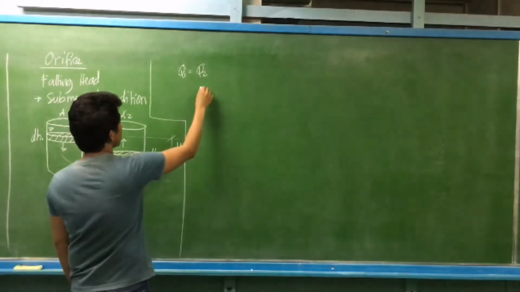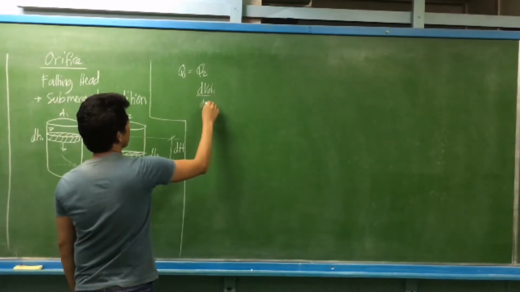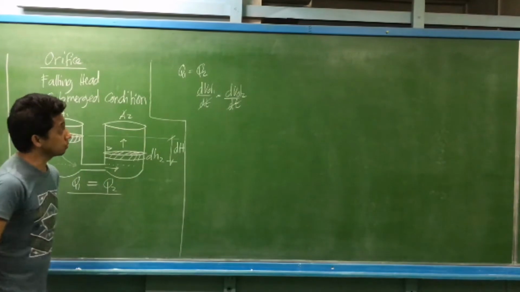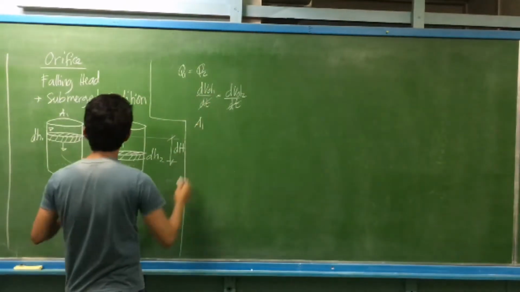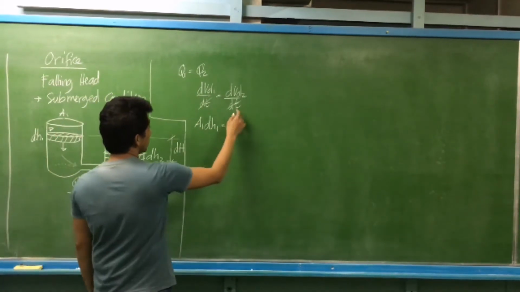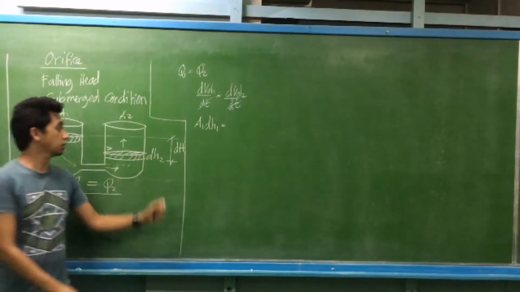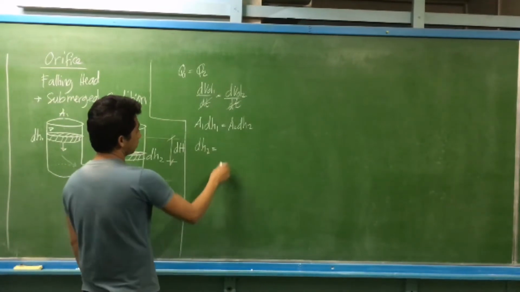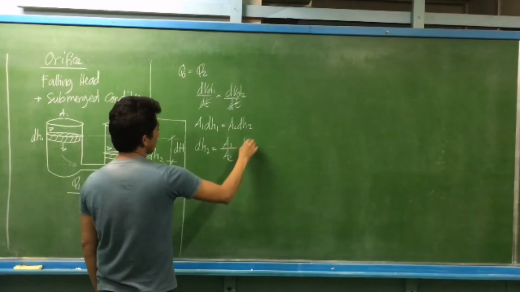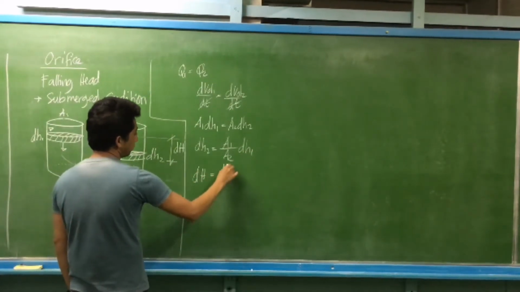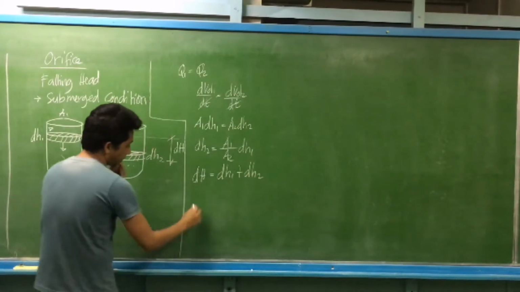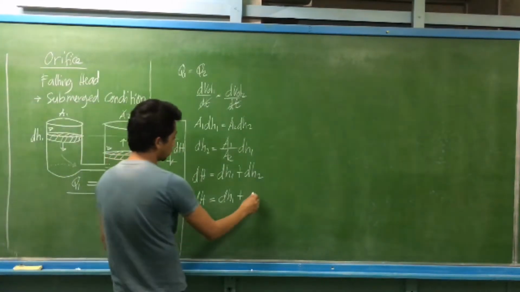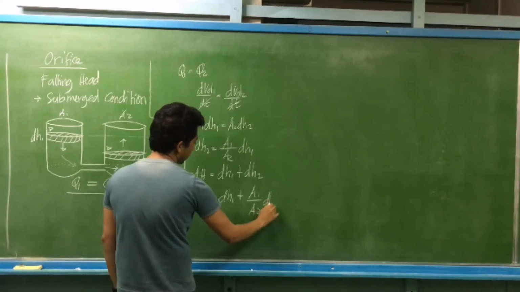So we have calculus: differential volume 1 divided by differential time is equal to differential volume 2 divided by differential time. You may cancel the differential time for this case. So differential volume 1 is area 1 times differential head 1, equal to differential volume 2, which is area 2 times differential head 2. So differential head 2 is equal to area 1 divided by area 2, times differential head 1. The total differential head dH is equal to dH1 plus dH2, so dH is dH1 plus area 1 divided by area 2 times dH1.